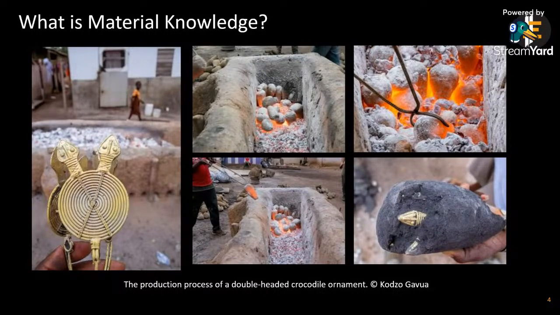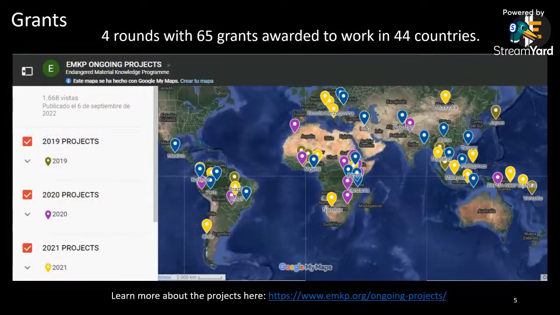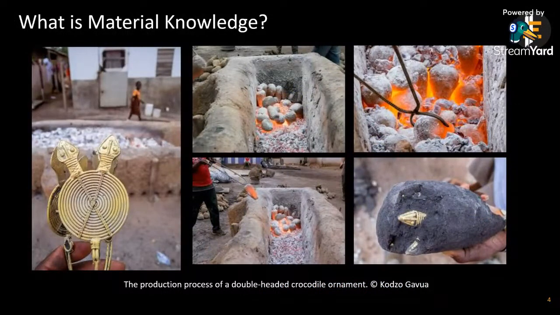EMKP defines material knowledge as the understanding of the resources, skills, technologies, and social values that are necessary to create and maintain the material world, encompassing the knowledge systems associated with the making, the use, and repurposing of material objects, spaces, architecture, performances, and environments. So it is the system of knowledge, of local traditions, of social interactions that surround the production of the object and that have an impact on the object itself that we are interested in.